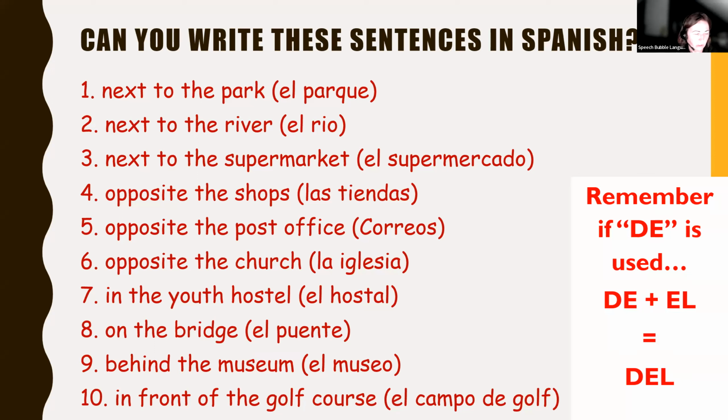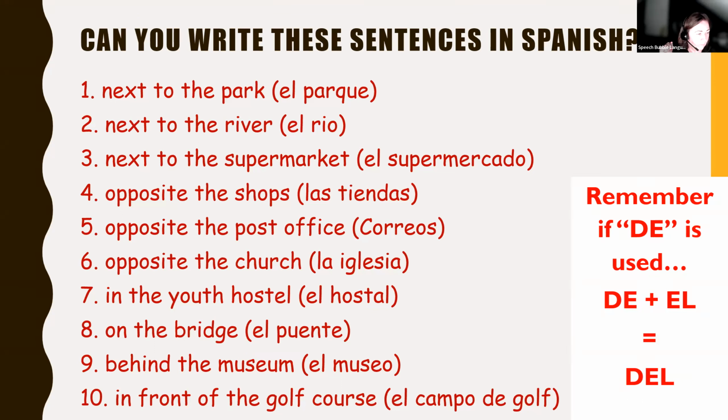Let's just choose another one or two from these. We've done the opposite, so we know the opposite is enfrente. Lorna, on the bridge. So we go with "on." "On" is sobre del puente. Sí. Muy bien. Sobre. On the bridge. Okay.